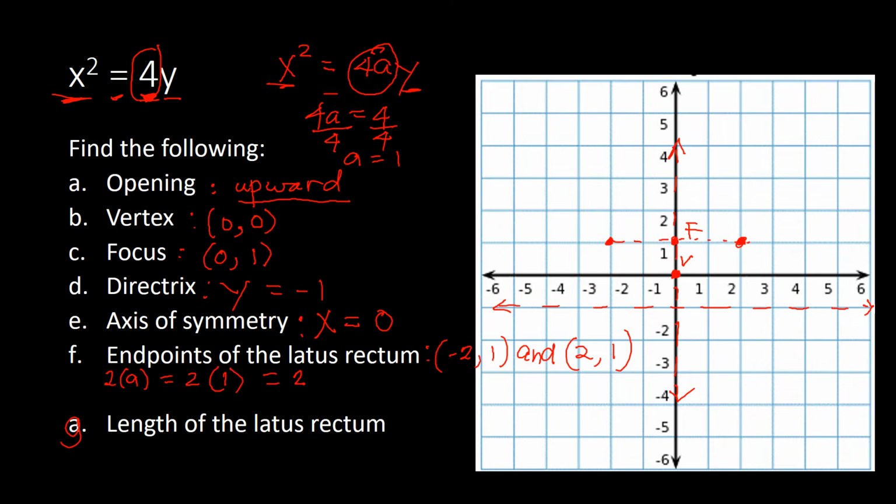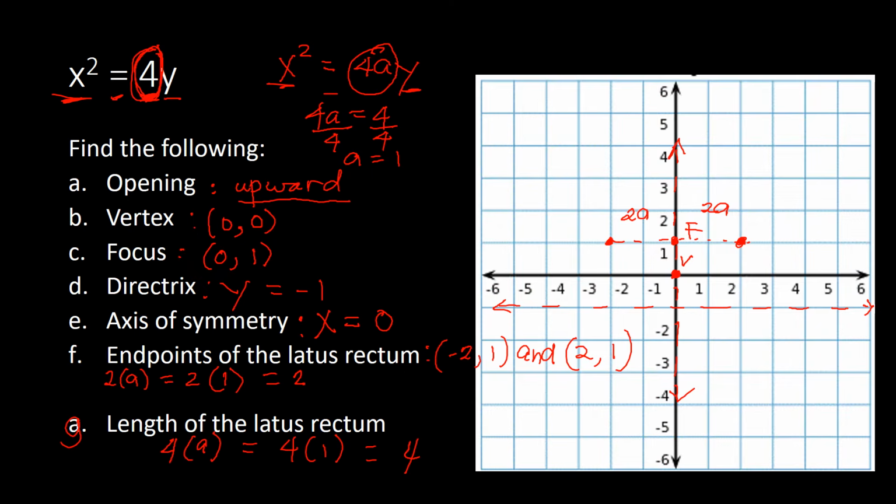Now, under the properties of the parabola, from the focus to an endpoint of the latus rectum, that is always going to be 2a. So from the focus to this endpoint, that's 2a, and from the focus to the other endpoint, that's another 2a. Adding those two, that will be 4a. So we multiply 4 to our a, which is 1. So 4 times 1 is equal to 4. Or simply, whatever is multiplied to your y, get the absolute value of that, and that is our length of the latus rectum.